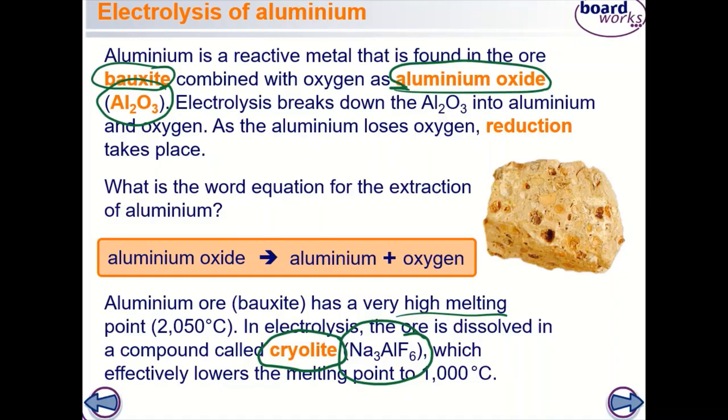Cryolite lowers the melting point of the aluminium oxide, and it essentially reduces the working temperature of the electrolytic tank. Another function of the cryolite is that it serves as a solvent for dissolving aluminium oxide, and it also increases the electrical conductivity of aluminium oxide.